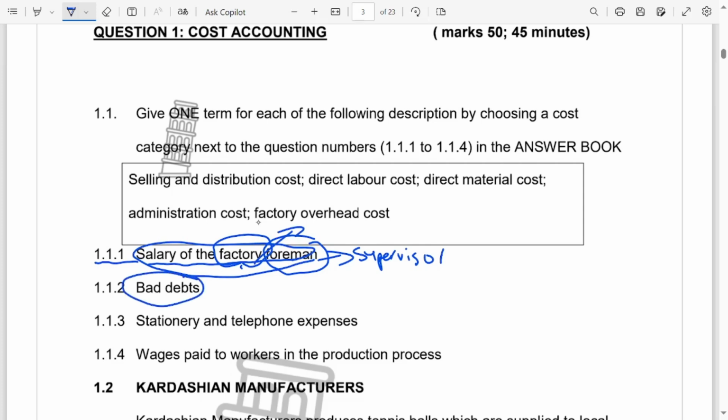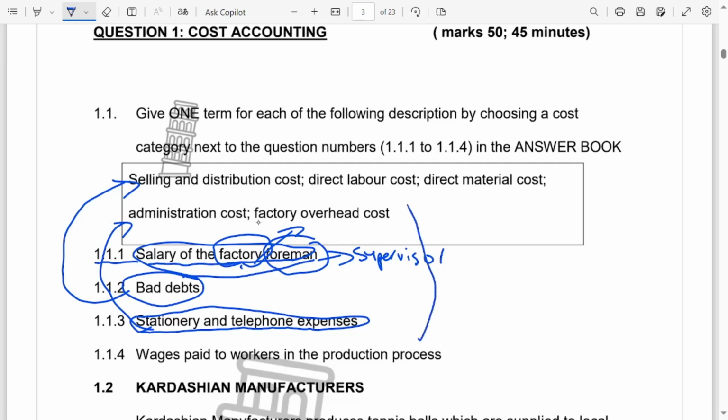Then the bad debts, they fall under selling and distribution. Stationery and telephone expenses, these are the expenses of the office, they fall under administration. Wages paid to workers in the production process, this is the direct labor cost.